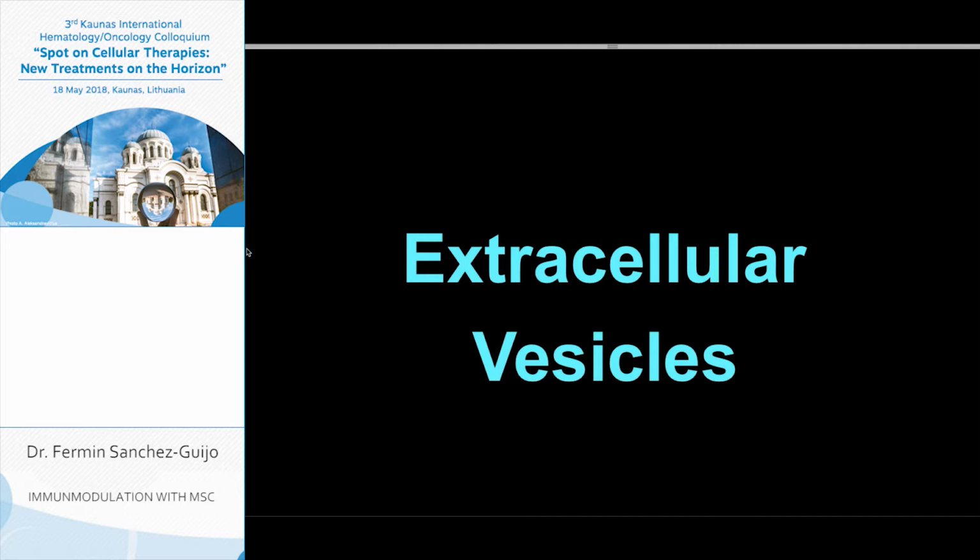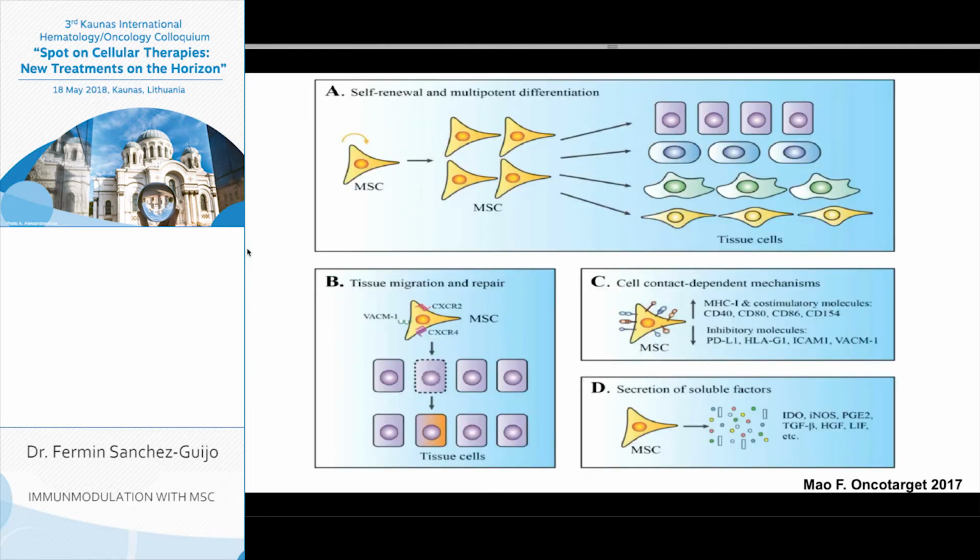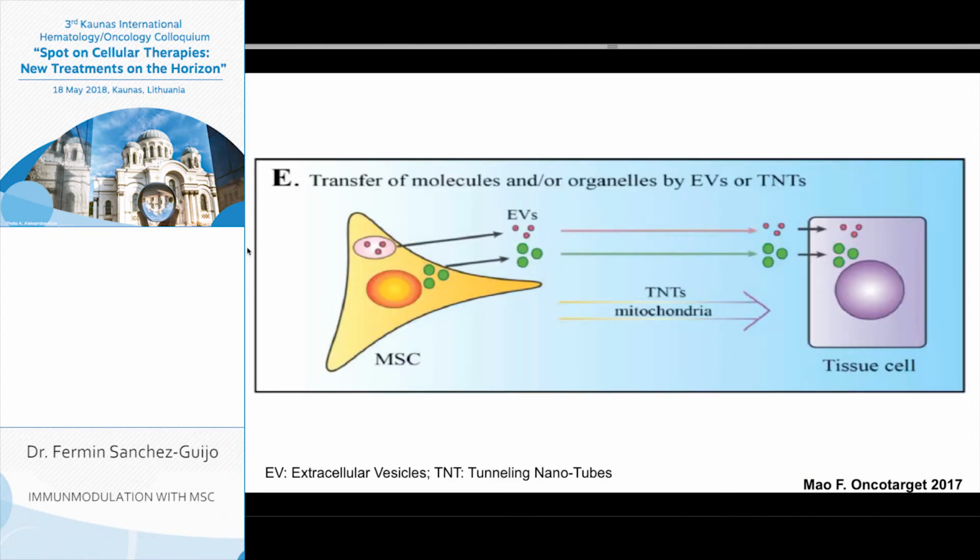in this setting. You know that MSCs can exert their effects by cell-to-cell contact, but also by the release of soluble factors. But we focused in our work from 2 or 3 years ago on new ways of communication of MSCs to surrounding cells. One way is the transfer of molecules by nanotubes, and the other one is the release of extracellular vesicles.